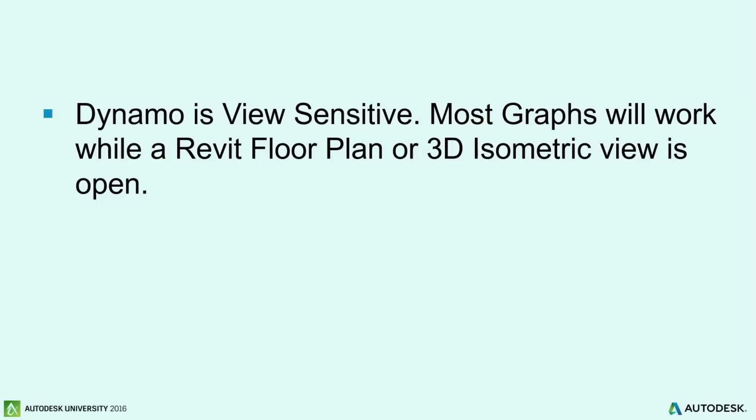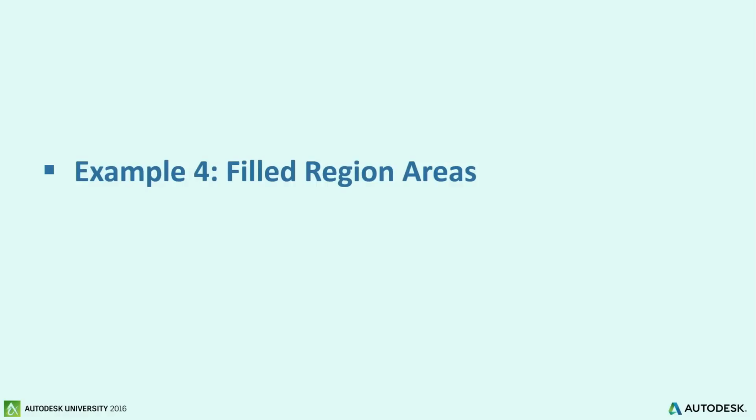So I think we just have one or two points here from that last example we did. I didn't say this, but it's true. Dynamo is view sensitive. So if you're in a schedule view or an isometric view, or a perspective view, sometimes it doesn't run, but sometimes it does. So I don't know. Generally, it's going to work in a floor plan. That's why I was in a floor plan. Let's do this one, filled region areas.